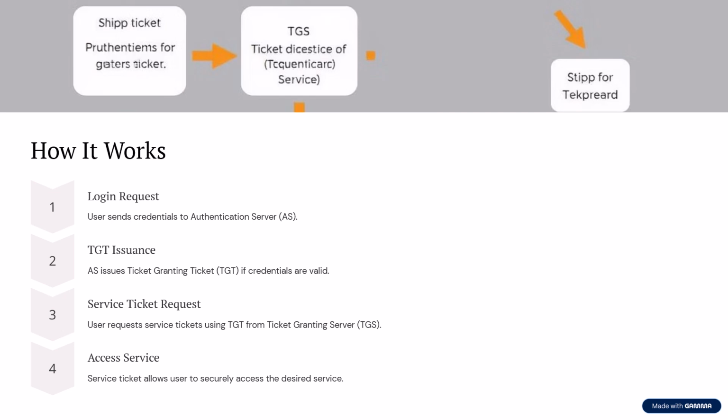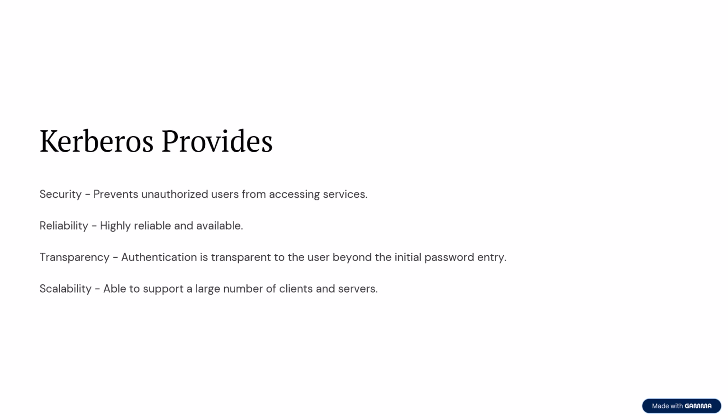Fifth, accessing the service. Finally, the user sends the service ticket to the service server, which checks the ticket and allows access. Throughout this process, passwords are never sent over the network, only the encrypted tickets, which keeps the communication safe from attackers. In the next slide, we see that Kerberos provides security, reliability, transparency, and scalability. We understand one by one.